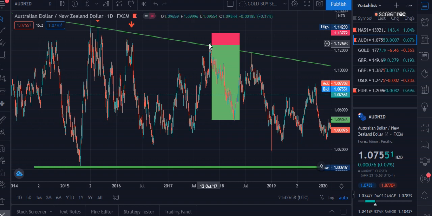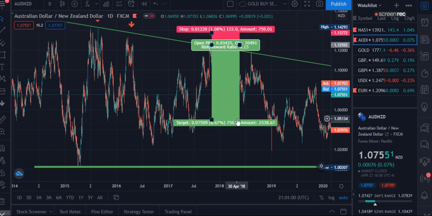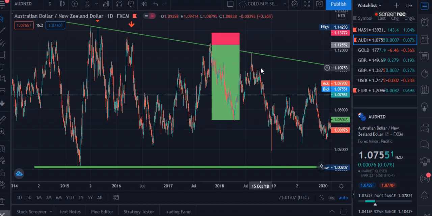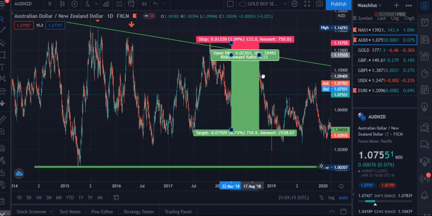This is on the 13th of October, and this was a very good trade. Okay, this is a very beautiful trade. It got some really good pips there. It happened again. Look at this.